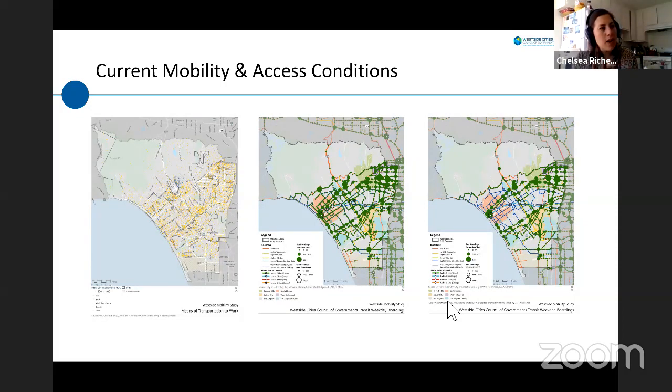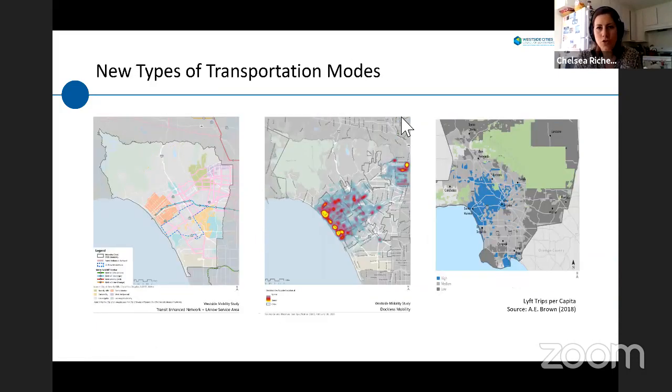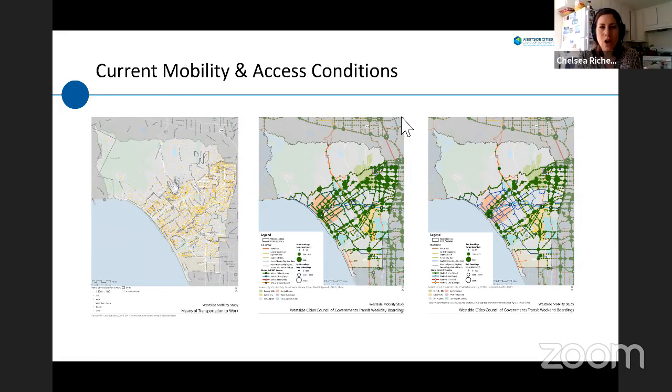Then the other two maps to the right, the green dot maps, are ridership maps for the bus and rail boardings. And so the middle map is weekday boardings, and the map all the way to the right is weekend boardings. We also have in our existing conditions memorandum, and it'll be included as an appendix to the study, all of the alightings as well, but we showed just the boardings in this presentation for the sake of streamlining some of the information here. So you can start to see where the highest transit corridors are, which often overlaps just with where the best transit service is provided.